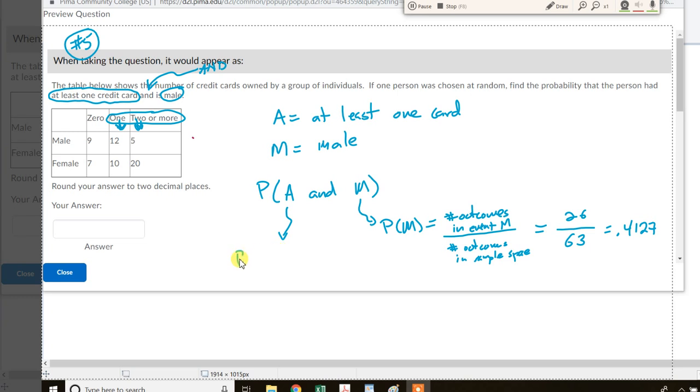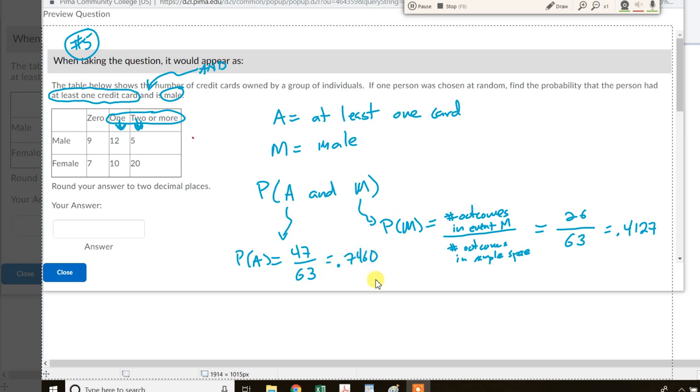So the probability of A, again, there's 47 ways to get event A, and there's 63 ways to get any outcome. And so if I divide that, I get what? So 47 over 63, I'm getting 0.7460.